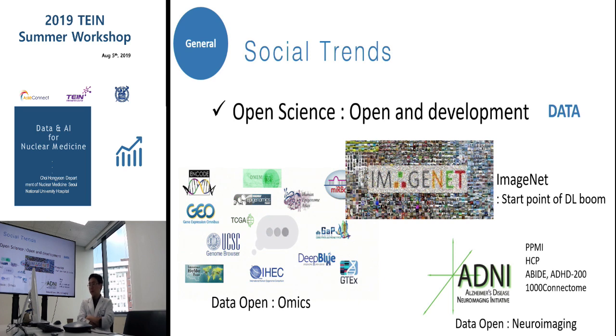For example, ImageNet is a data set of natural images. It's more than 100,000 natural image pictures, labeled with their objects. For example, a photograph with a cat. Then ImageNet data have the image and the label, pairs of image and label. And this labeled ImageNet big data was the starting point of the deep learning boom.